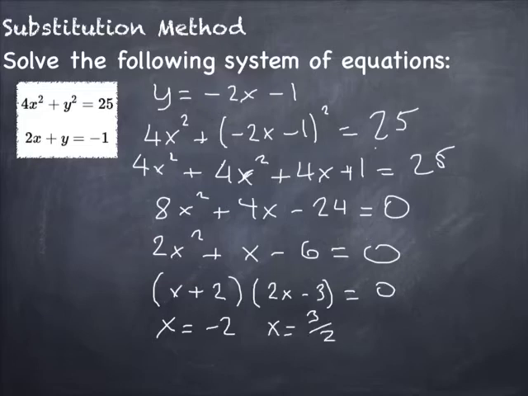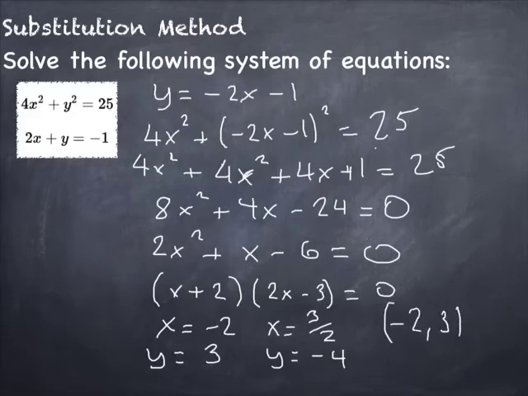We then plug these numbers into that second equation to get our y values out. And we get y equals, if x is negative 2, times 2 is negative 4. Add the 4 over, y equals 3. 3 halves times 2 is 3. Subtract the 3, we get y is negative 4. So we've got 2 points, negative 2, 3, and 3 halves, negative 4.